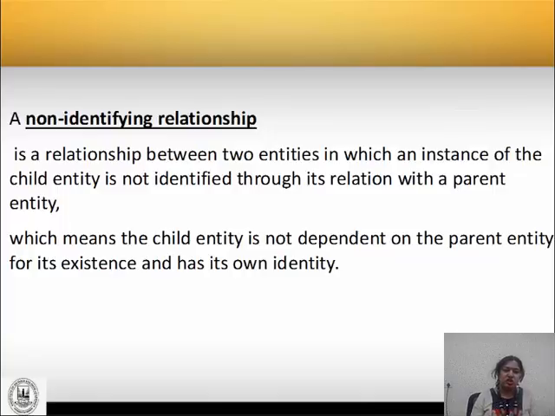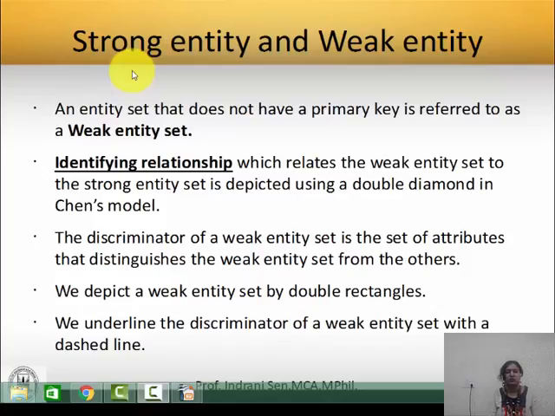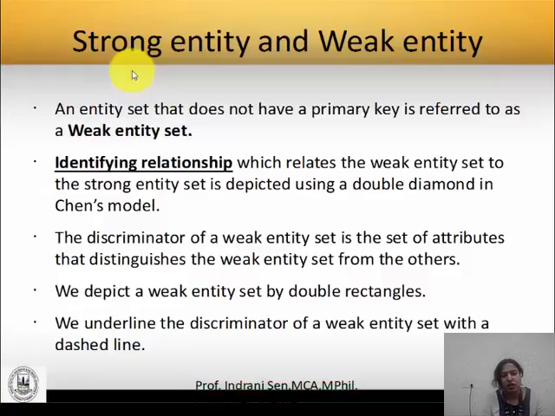A non-identifying relationship is a relationship between the two entities in which an instance of the child entity is not identified through its relation with the parent entity, which means the child entity is not dependent on the parent for its existence and has its own identity. Depending on the identifying and non-identifying relationships, we have two types of entities in the ERD model. One is known as a strong entity, another is a weak entity.